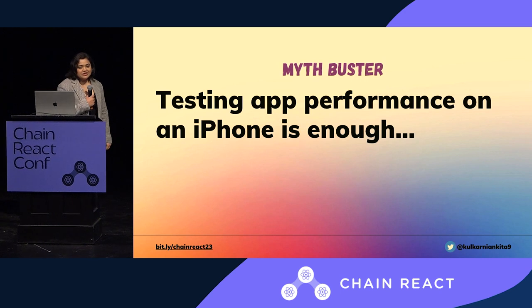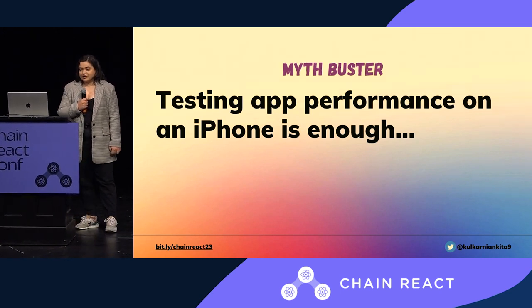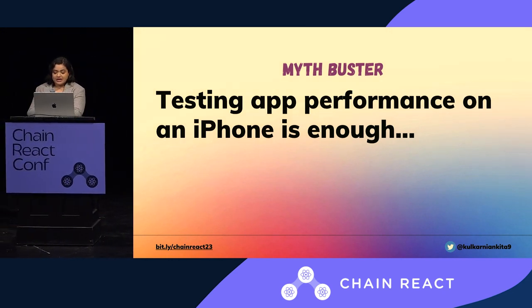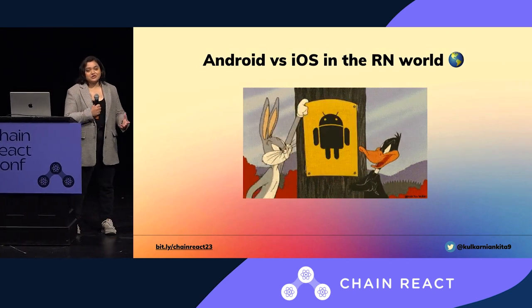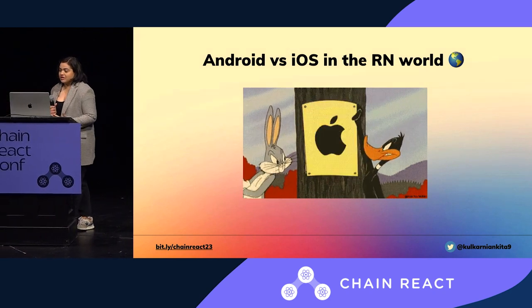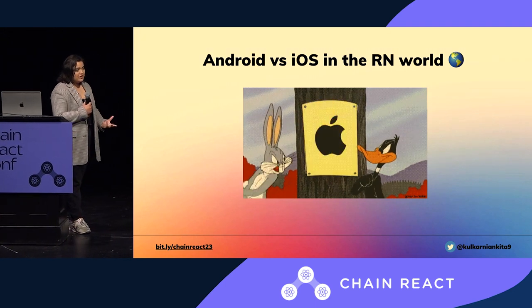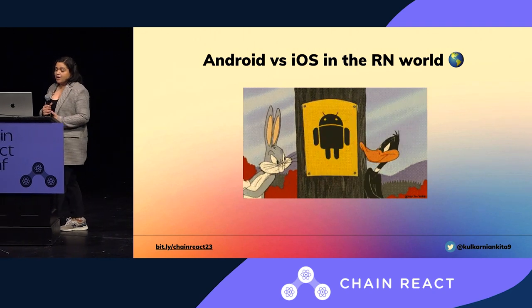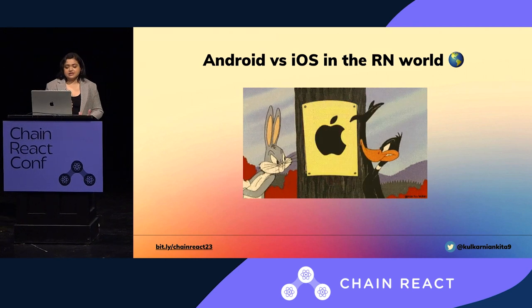The other myth that I have heard a lot is that testing application performance on iPhone is enough. Unfortunately, it's not enough. Android versus iOS in the React Native world, there's a huge debate about it. I know that we have a lot of pains with Android in general, and because of that, we default to using iPhone all the time, but it does create problems when you start testing your app for performance, because in the world, I think 75% of devices use Android.